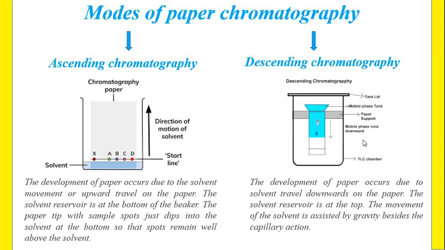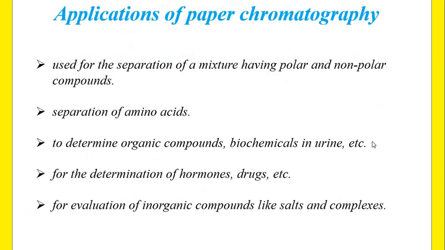While in descending chromatography, the mobile phase is held in a mobile phase tank which is towards the top of the container. Now the paper is placed in such a way that the drops of the sample to be separated are located towards the top. In this case of chromatography, the development of paper will occur due to the solvent traveling downwards on the paper. Here the solvent will travel not under the effect of capillary action but under the effect of gravity.